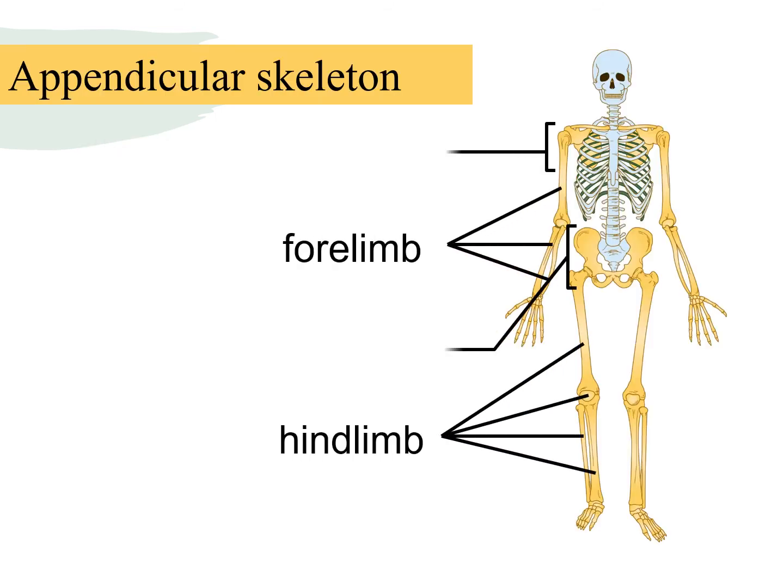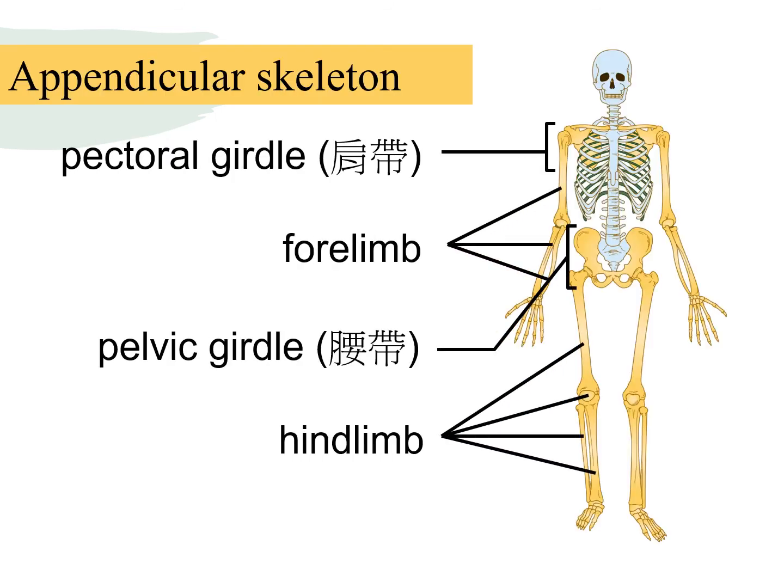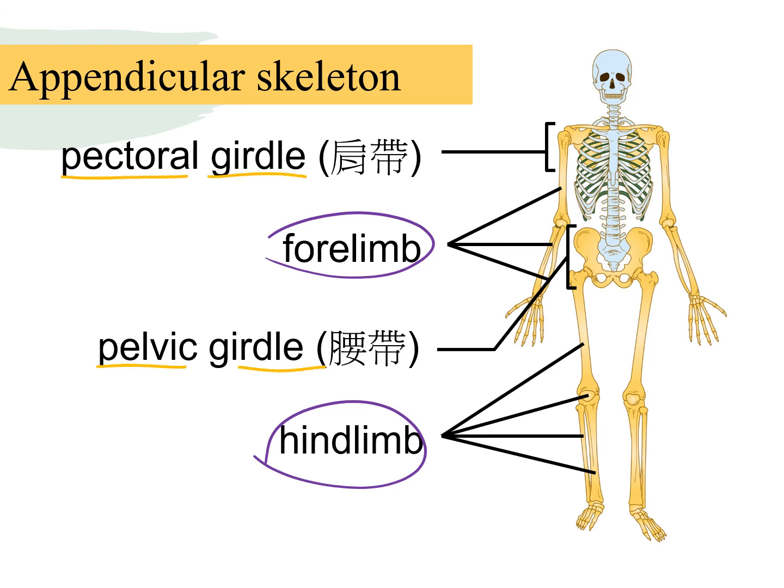The appendicular skeleton consists of the forelimbs and the hind limbs, that means your arms and the legs, and also the bone structures which connect the arms and legs to the axial skeleton. They are the pectoral girdle and the pelvic girdle. They act like a bridge to connect the forelimb and hind limb to the axial skeleton.